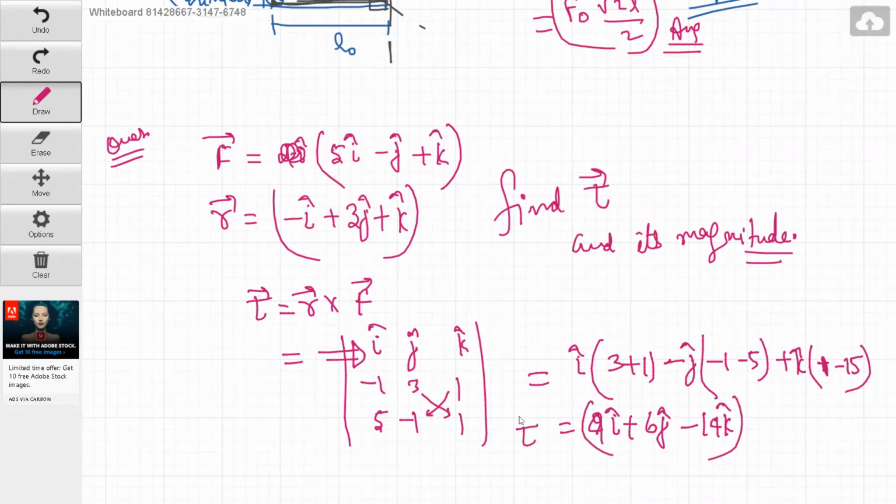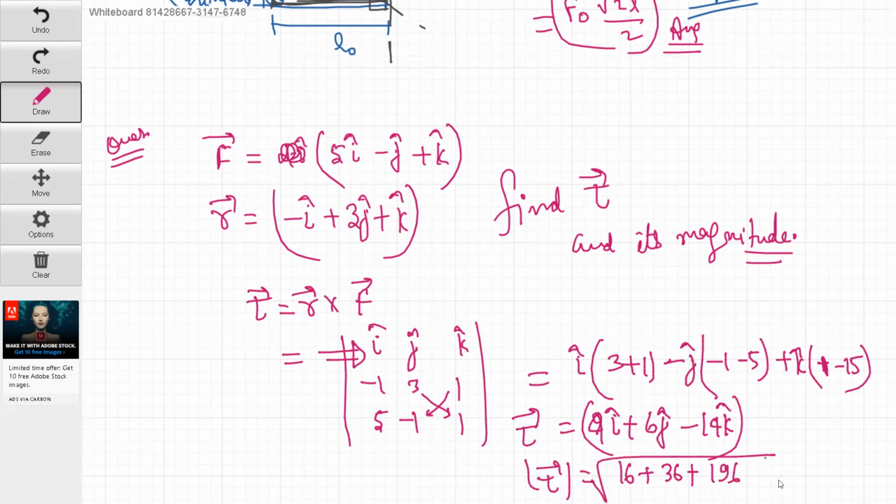This is the torque vector. And what is its magnitude? The magnitude of this torque will be equal to the root of 4 square, that is 16, plus 6 square, that is 36, plus 14 square, that is 196. Hope you understand. This is going to be the magnitude calculated.